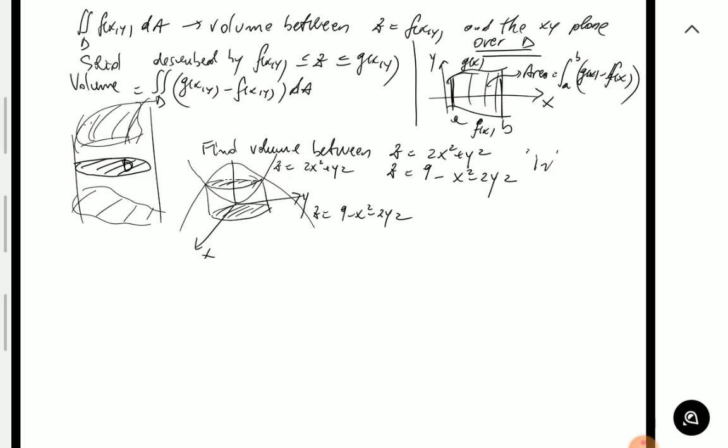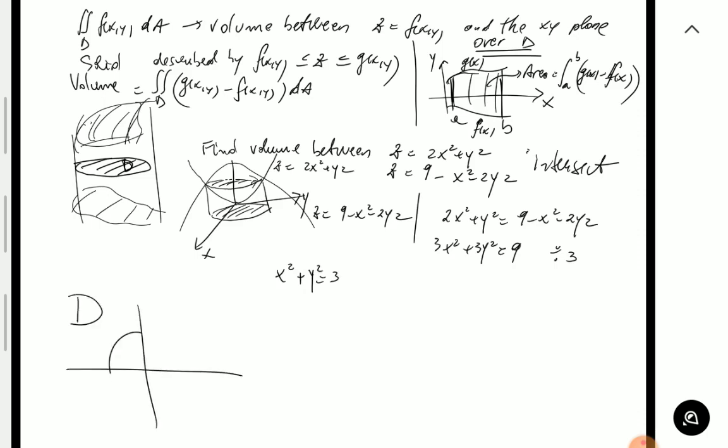So if I intersect them, I get 2x squared plus y squared equals 9 minus x squared minus 2y squared. If I move everything to one side and simplify by 3, I get the disk x squared plus y squared equals 3. So the domain of integration, if you were to sketch it, is essentially a disk of radius root 3. It's easier to integrate in polar coordinates, which we will do next section, but you can also set it up in terms of the x and y coordinates.